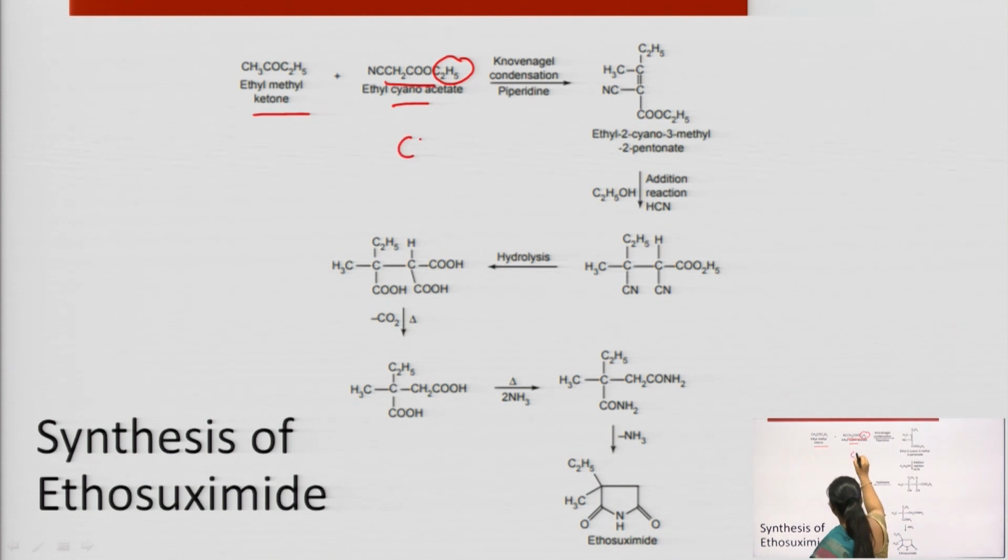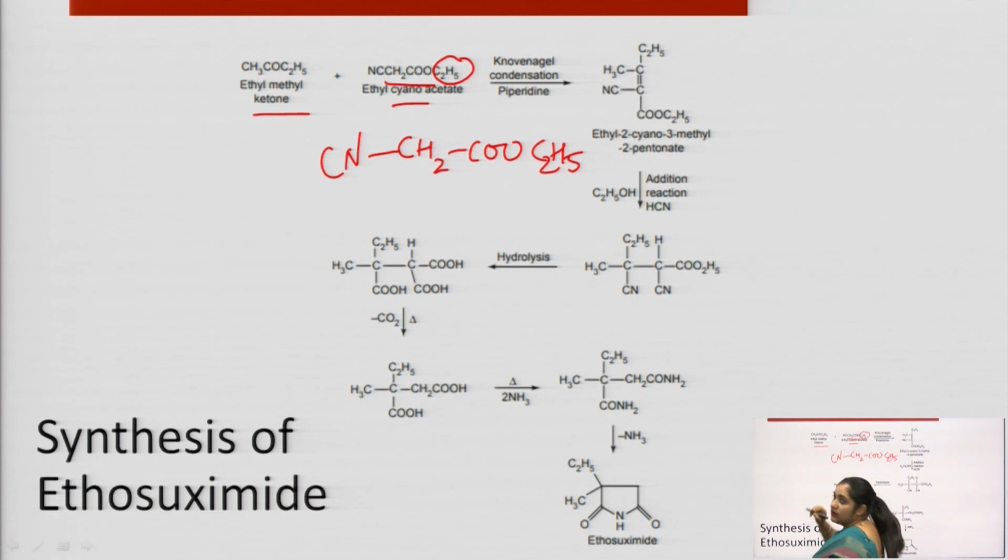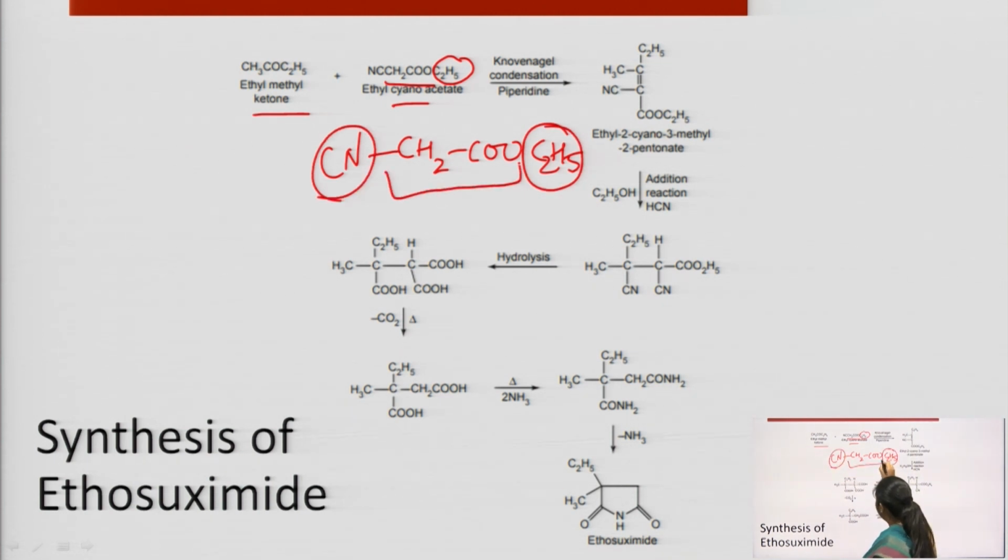So, what happened is CH2COO, this is acetate. Another point is ethyl, and we have substituted it with cyanide. So, this is cyano, this is ethyl cyanoacetate. We have treated ethyl methyl ketone with ethyl cyanoacetate, and by the process of condensation in the presence of piperidine, we have found ethyl 2-cyano 3-methyl 2-pentenoate.